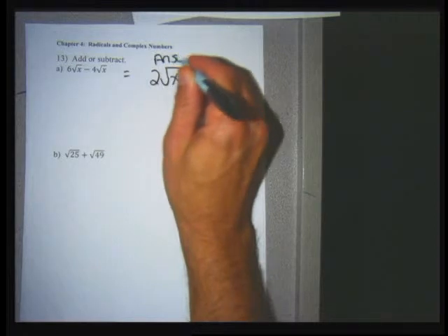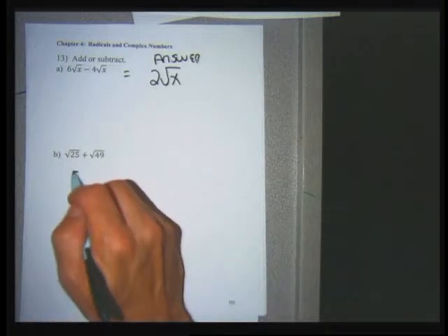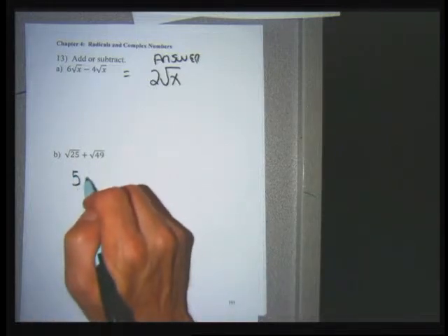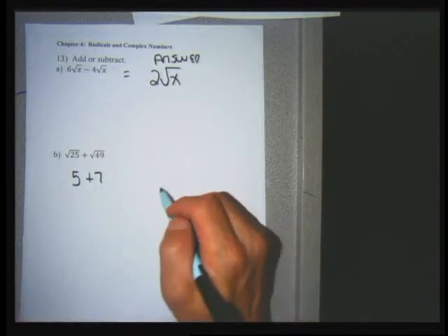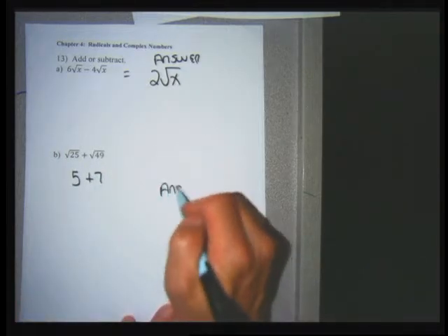For B, the square root of 25 is 5, so I can replace it with 5. The square root of 49 is 7. I can replace it with 7. Then I can just add 5 and 7 and get an answer of 12.